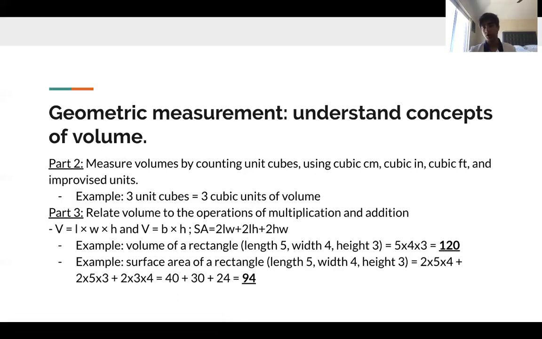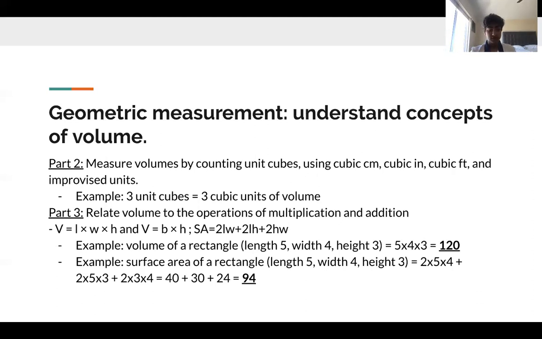If you wanted to use specific taxonomy with specific words like centimeters, inches, feet, you can say, hey, I have 3 unit cubes, and now I have 3 cubic feet of volume or something like that, right? If it's specified feet in the problem.